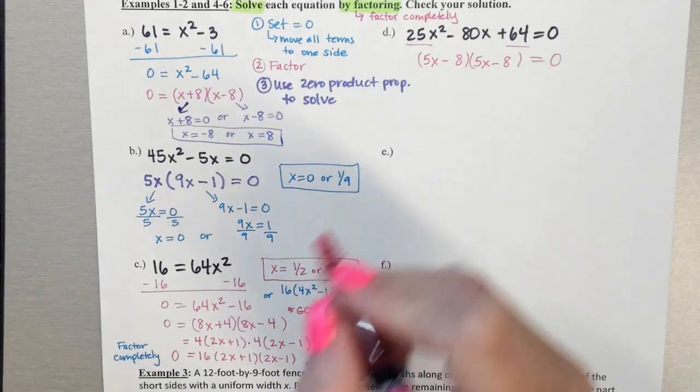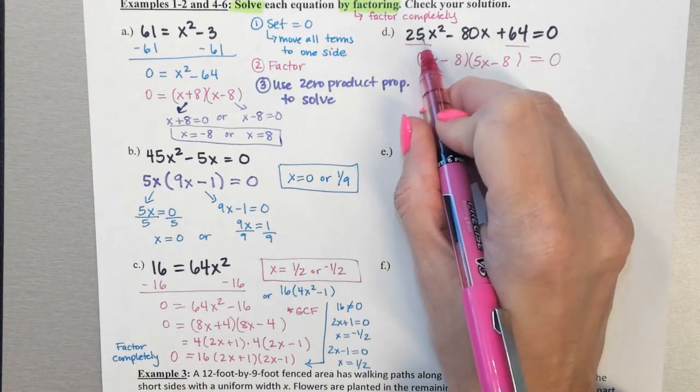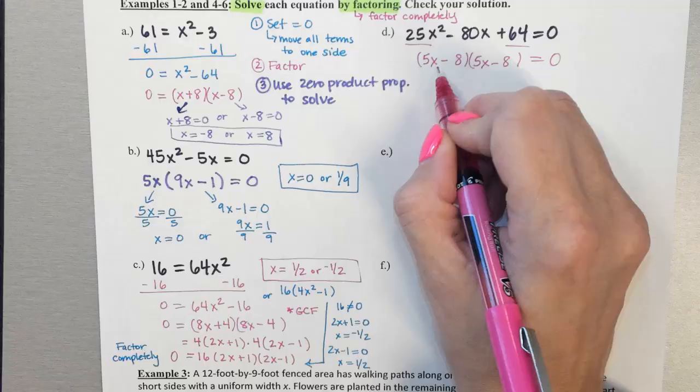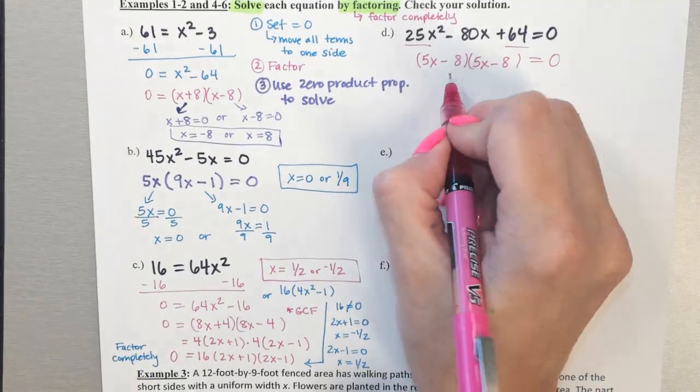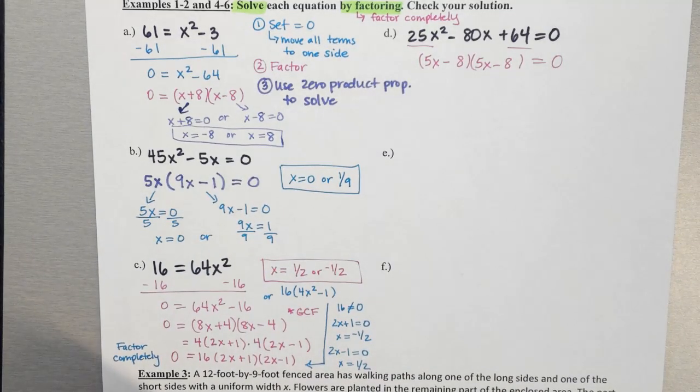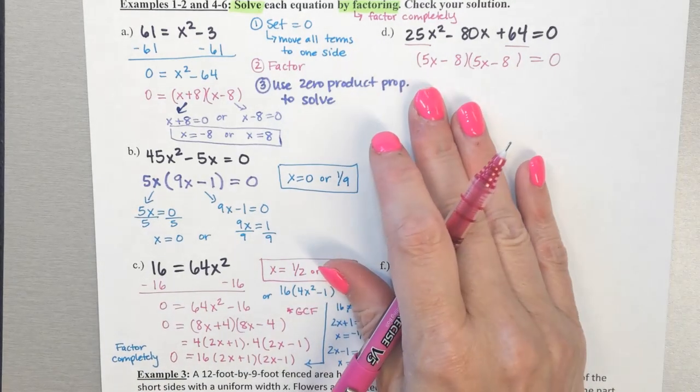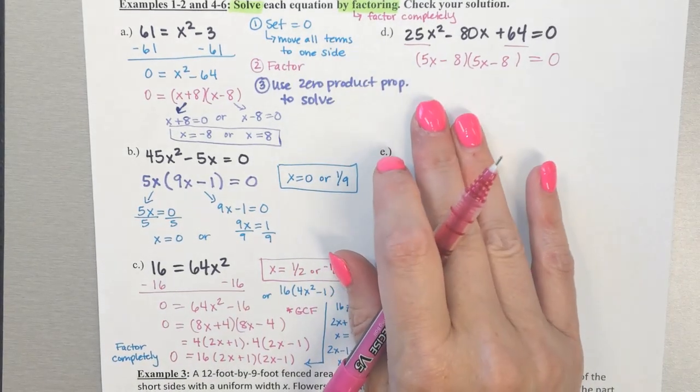So let's make sure that FOILs back. 5 times 5x, yes. Negative 40 and negative 40, negative 80. Negative 8 times negative 8, positive 64. Great. So there's a couple different ways that you can do this.